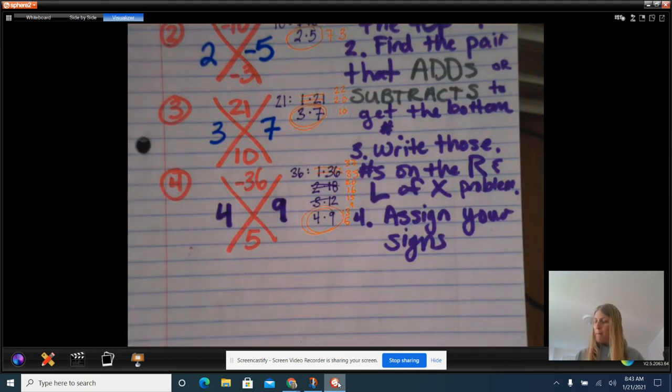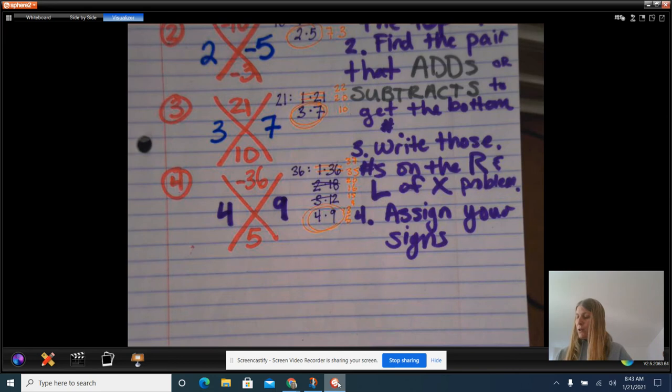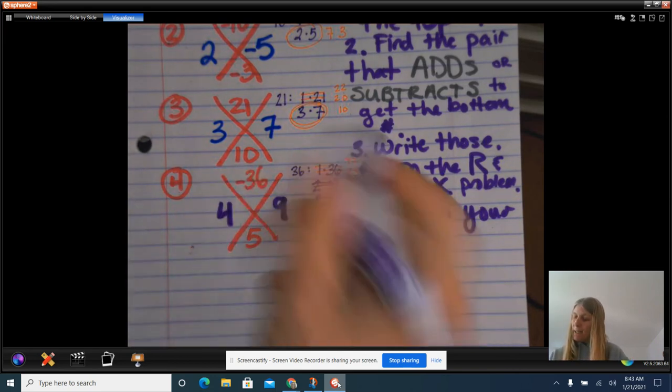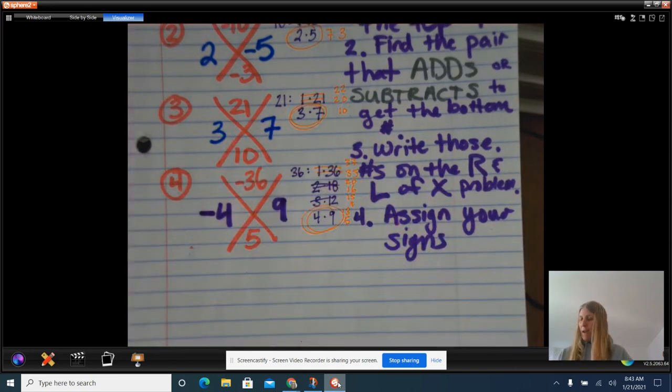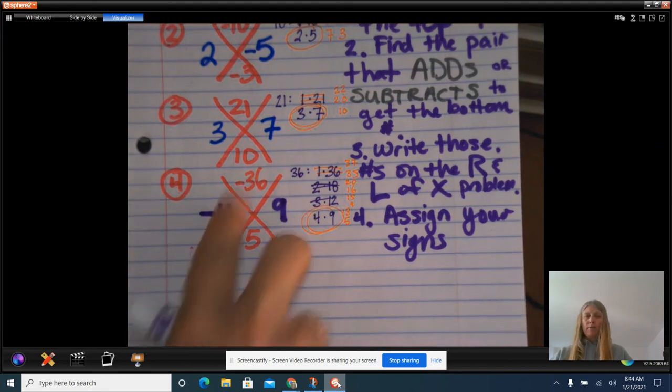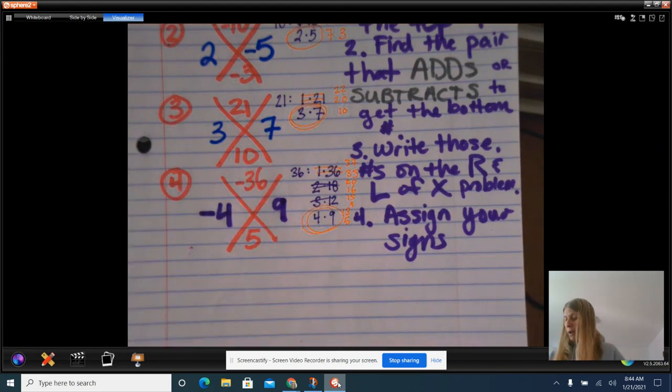And I'm looking for a positive 5. So 9 minus 4 is positive 5. And once again, remember, a negative times a positive will make that negative up top. Perfect. Let's go ahead and look at example number 5.